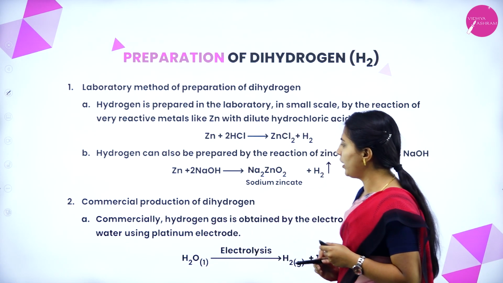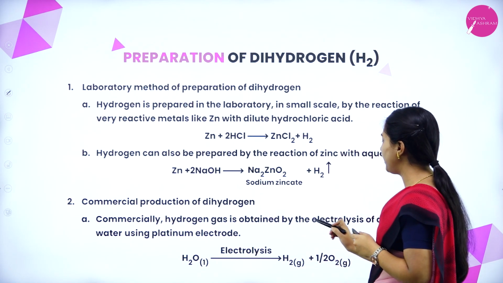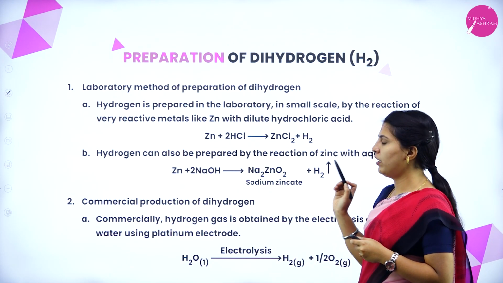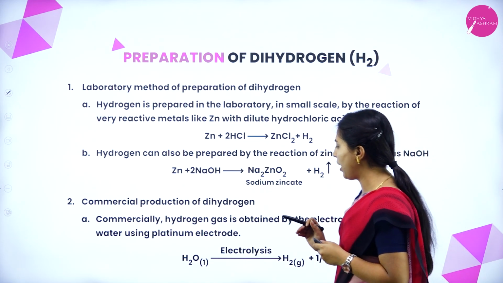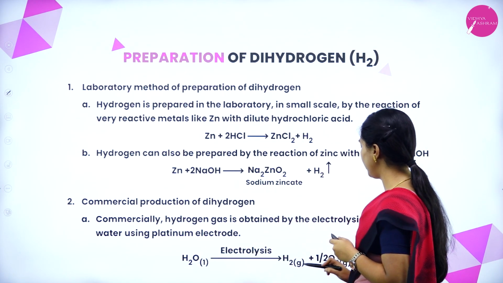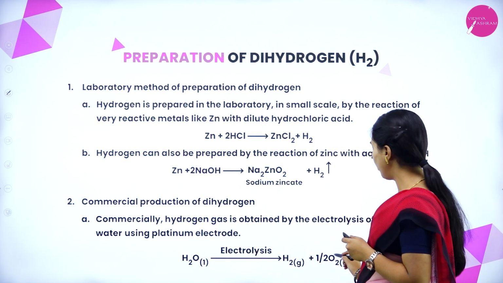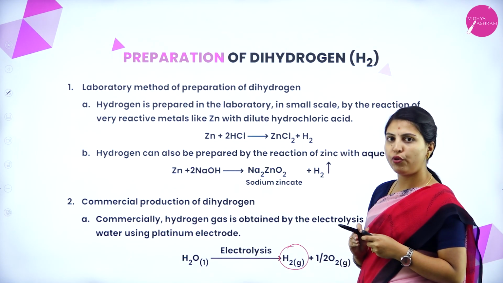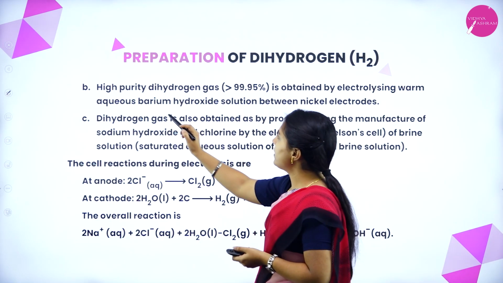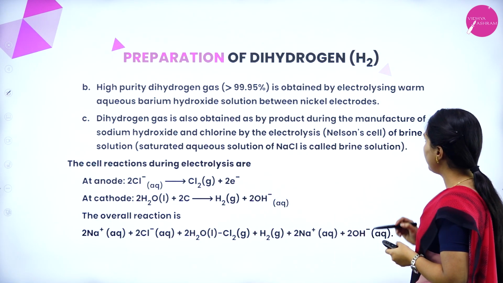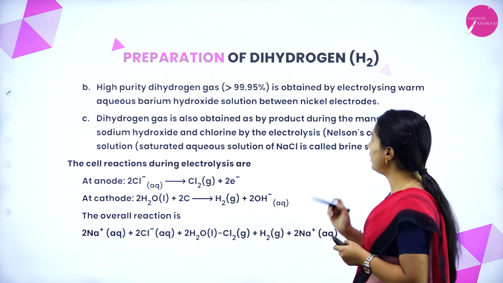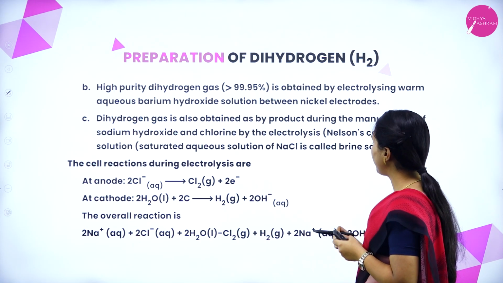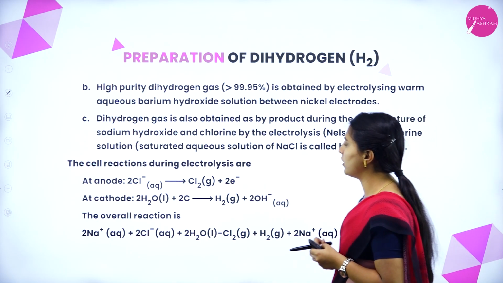Next, commercial production of dihydrogen. Commercially, hydrogen gas is obtained by the electrolysis of acidified water using platinum electrodes. Usually dihydrogen can be manufactured this way. See, in the electrolysis of water, we get H2 gas plus half O2, and H2 gas is the main product of this preparation. Next, high purity dihydrogen gas is obtained by electrolyzing warm aqueous barium hydroxide solution between nickel electrodes. By using nickel electrodes, high purity dihydrogen gas will be obtained in the electrolysis using barium hydroxide.